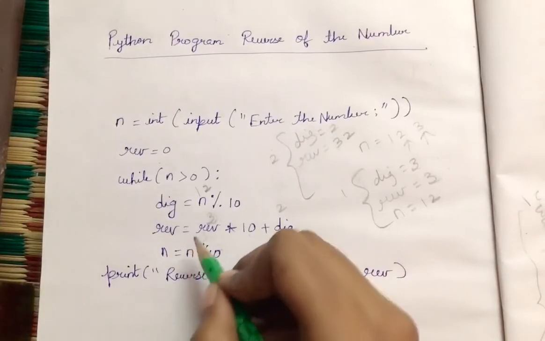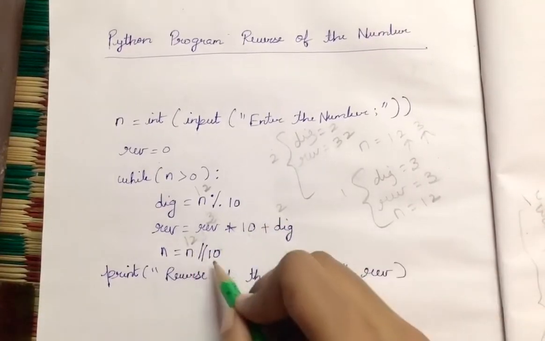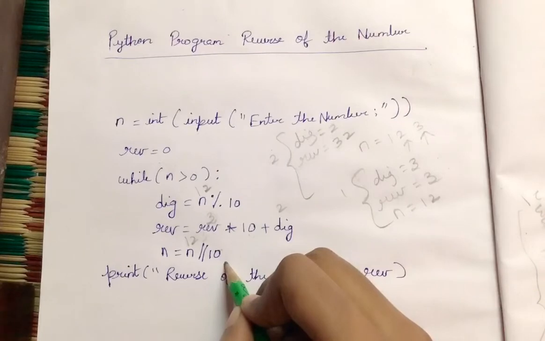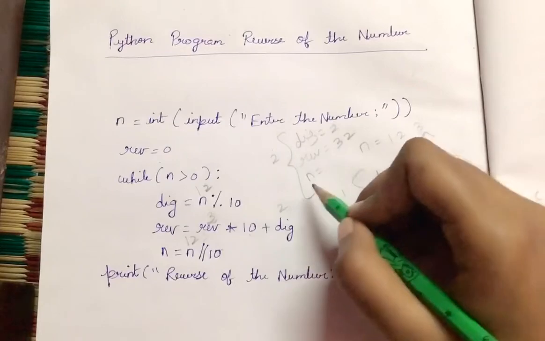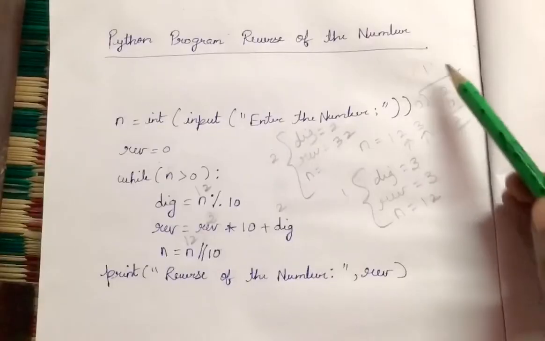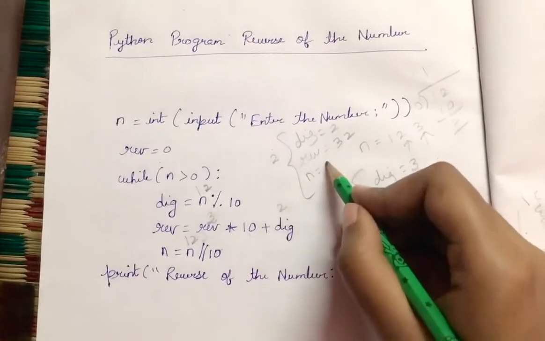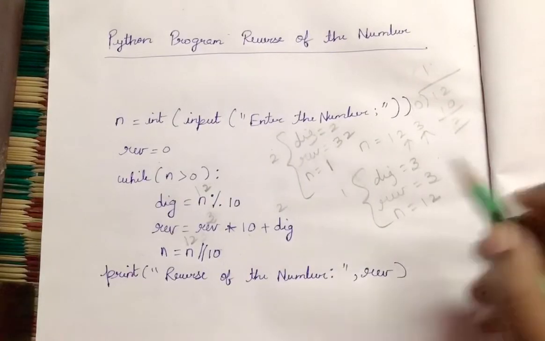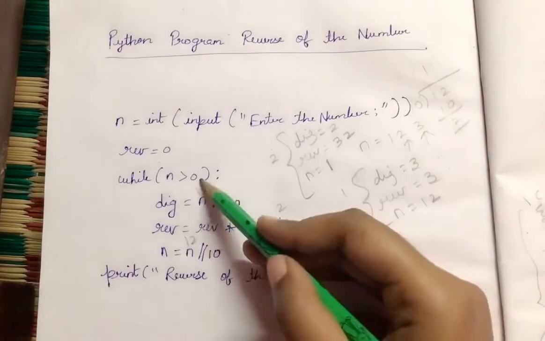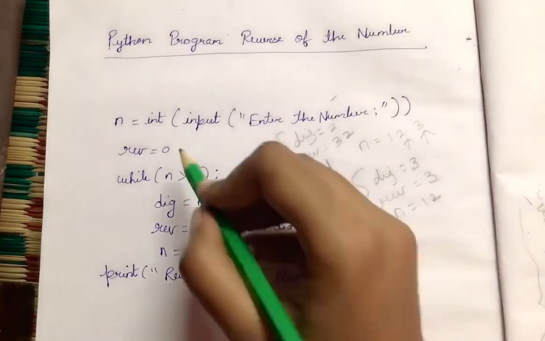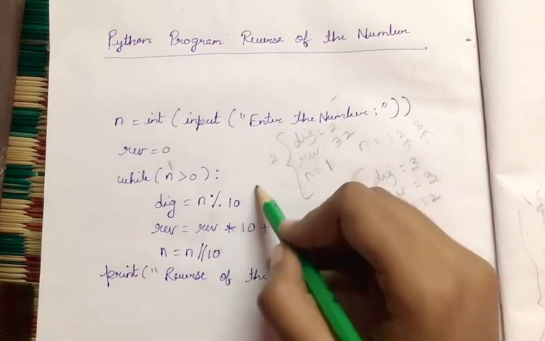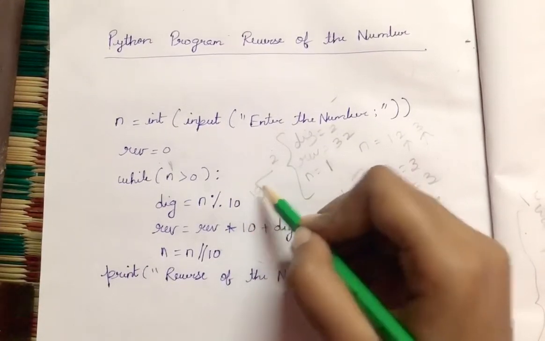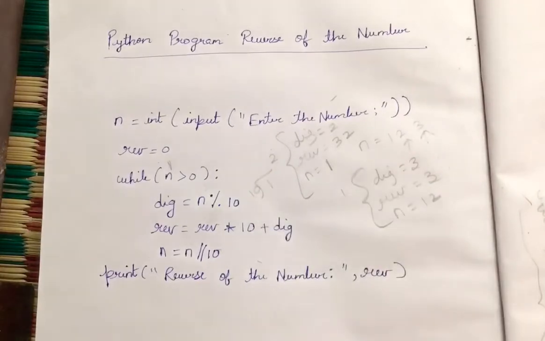Then I am going to divide again. What is the n value now? The updated value is 12. If I divide, the remainder will be 2 and the quotient will be 1. So the n value is 1. Again we go to the next loop, the third loop, where the n value is 1. Again I am going to take the modulo of this with 10.